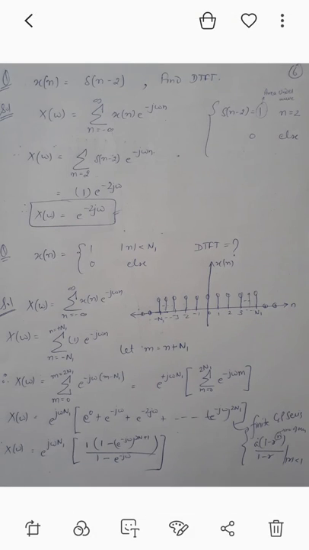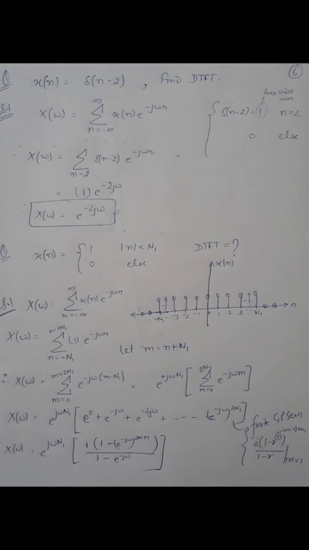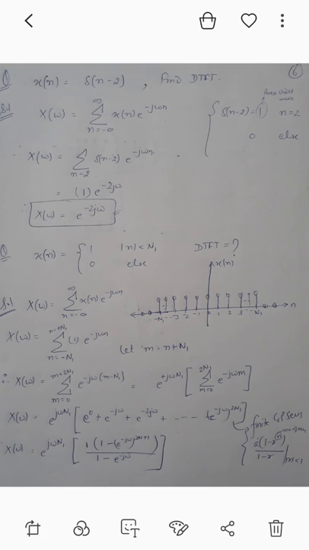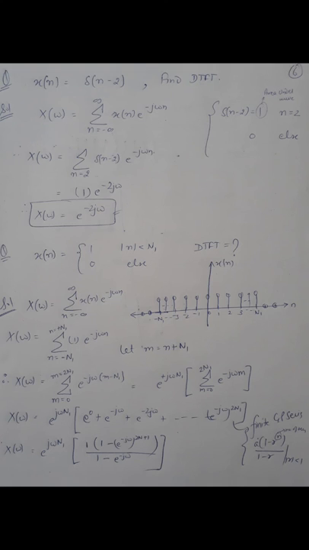In continuation with the last lecture, let's do the numerical problems for DTFT. x[n] is equal to δ[n minus 2]. In this case, find the DTFT. We know that δ[n minus 2] is 1 for n equal to 2.